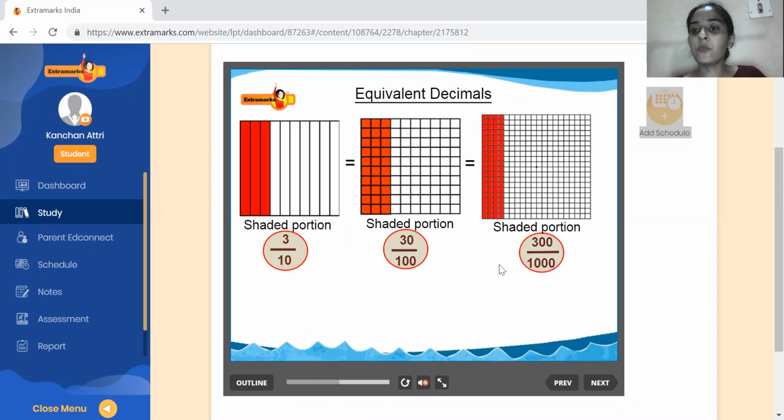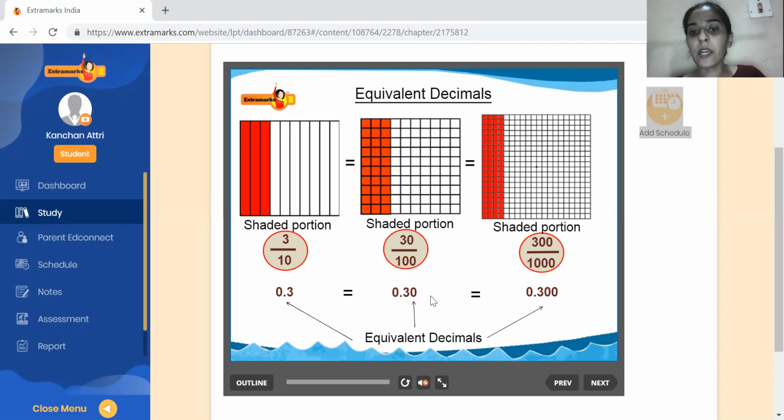Now, how can we write them in another way? Like 3 by 10, we can write as 0.3, 0.30, and 0.300. These are equivalent decimals. Yes class, these are equal amounts. How? You can check the whole numbers are the same, and now you check the tenths place is also the same. If we add 0 to the right of the last digit, it does not change the value of the decimal number.